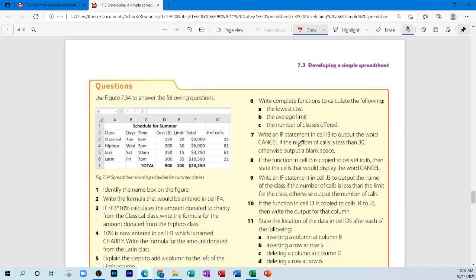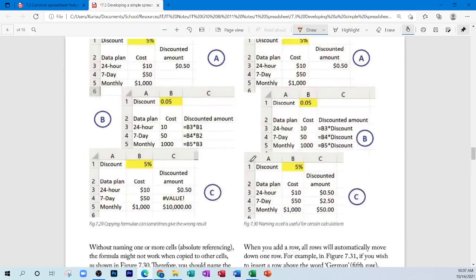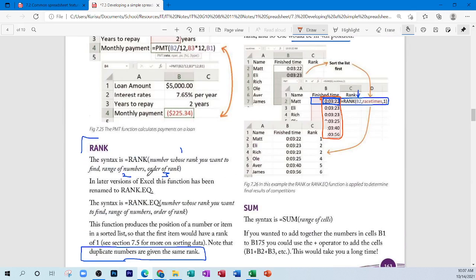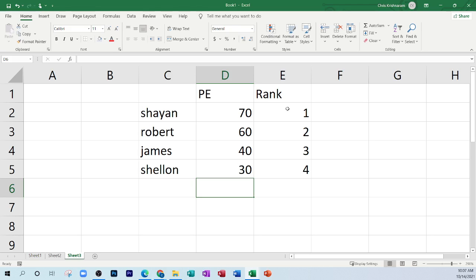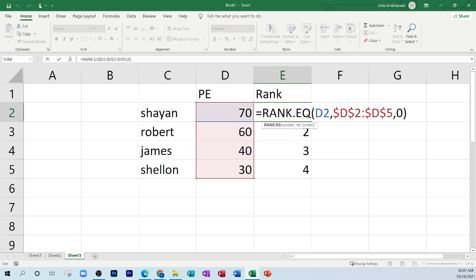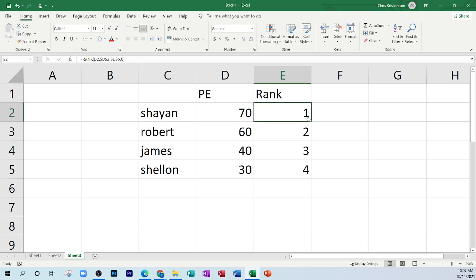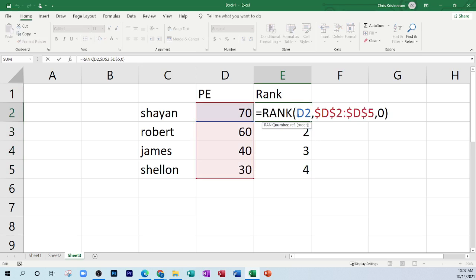Sir, what's the difference between rank EQ and just normal rank? Why should you use rank EQ and not normal rank? More than likely, it's because they would have developed a newer version of rank, and that is rank EQ. Let me see if it's going to work with rank. Yeah, I think it's still going to work. Yeah, it still works. But what happened is that they would have developed a newer version.